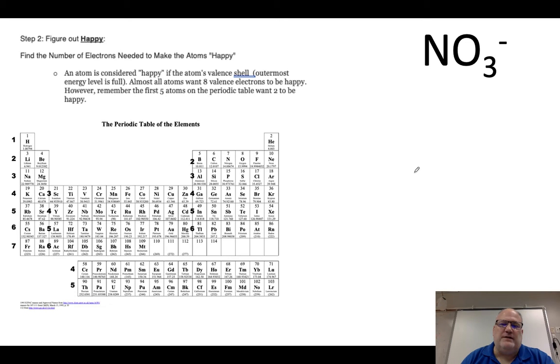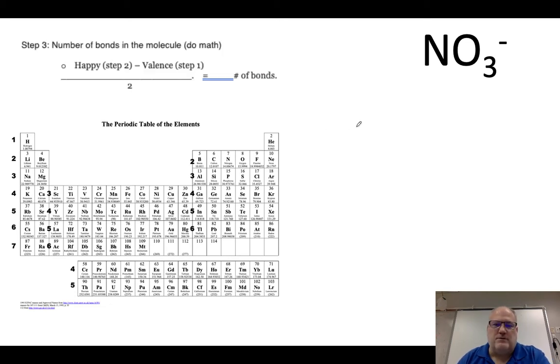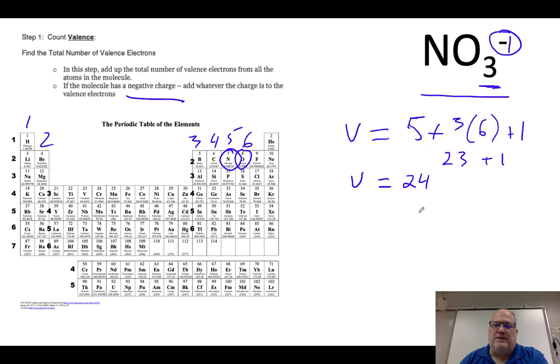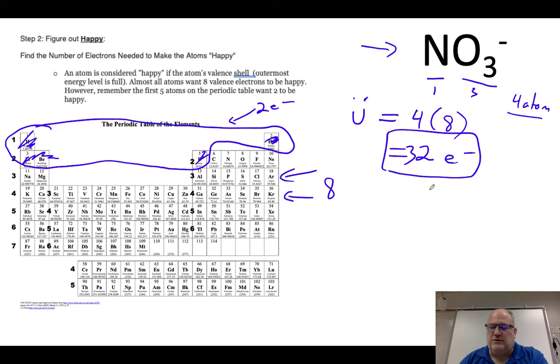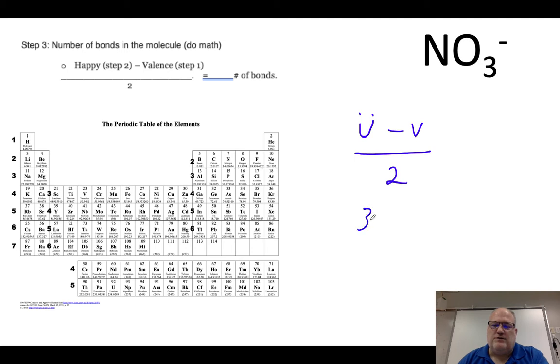Now, step number 3 is this. We take the number of electrons we had from our happy, and we subtract our valence, and we divide by 2. So this is my happy minus valence divided by 2. Now, just to go back so we can remember it, for our happy, we had 32 electrons. For our valence, we had 24. So wouldn't that be 32 subtract 24, and when we divide it by 2, that gives us 4 bonds.